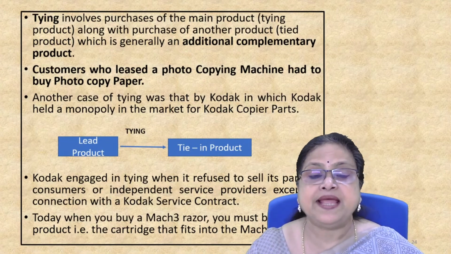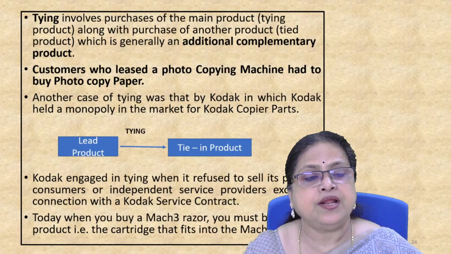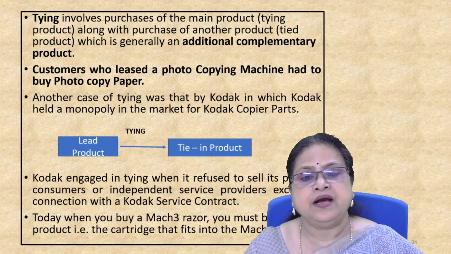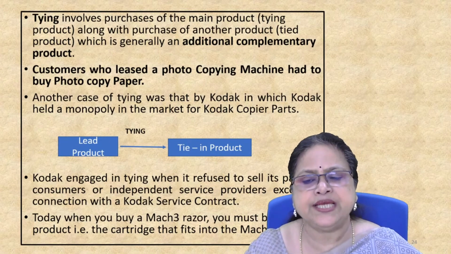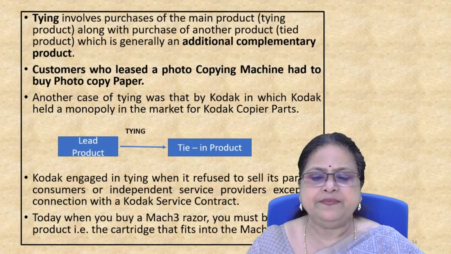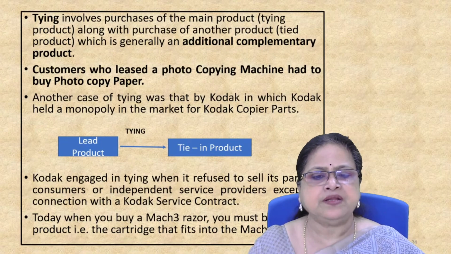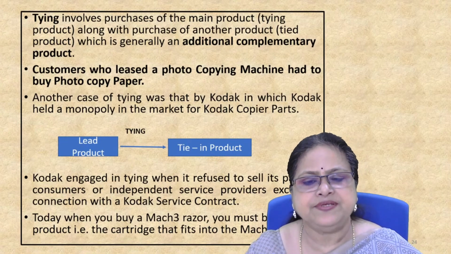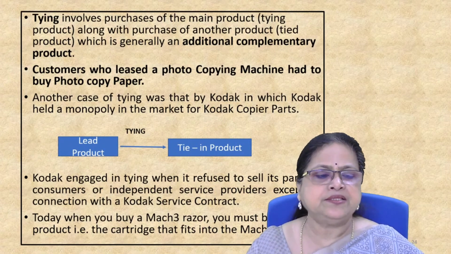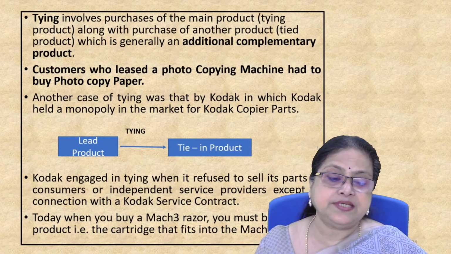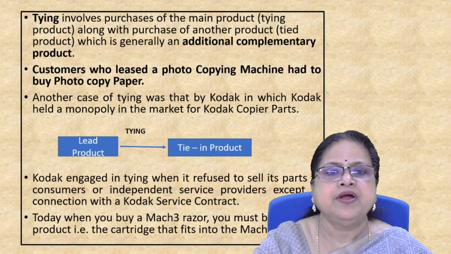Another case of tying was by Kodak, in which Kodak held a monopoly in the market for Kodak copier parts. Kodak engaged in tying when it refused to sell its parts to consumers or independent service providers except in connection with a Kodak service contract. Today, when you buy a Matchstick razor, you must buy the tied product, that is the cartridge. Yes, this is one good example of tying.